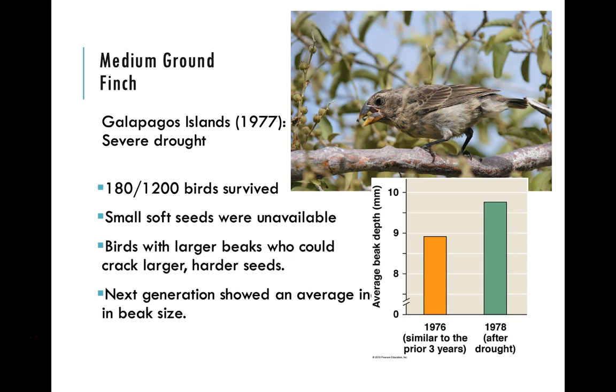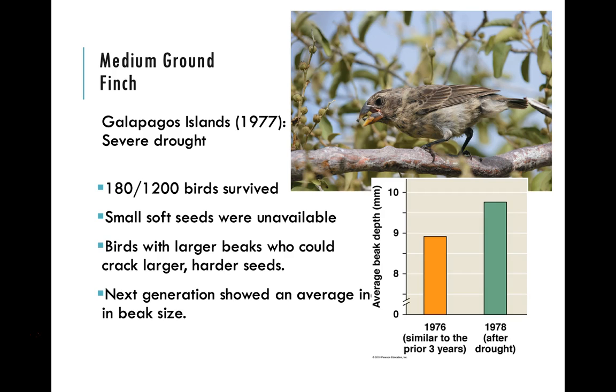In 1976, the average beak depth was roughly 9 millimeters, and that was similar to several years prior. Then the drought happened in 1977. Only slightly more than 10% of the birds survived, 180 out of 1,200 birds. And they noticed that in the next generation of birds, they had a significantly larger beak size, almost 10 millimeters. This was really important because it not only showed change over time, but it showed change associated with a very specific event, which was the severe drought.